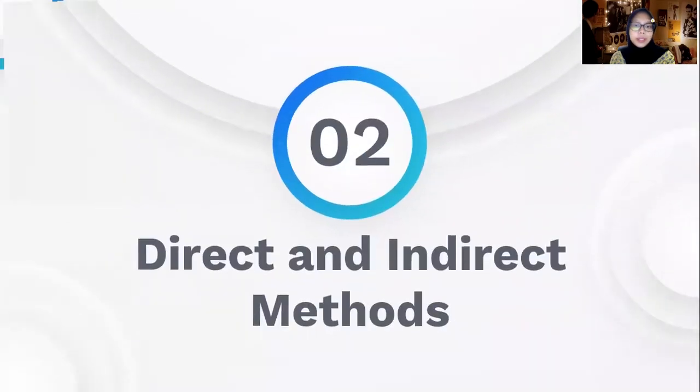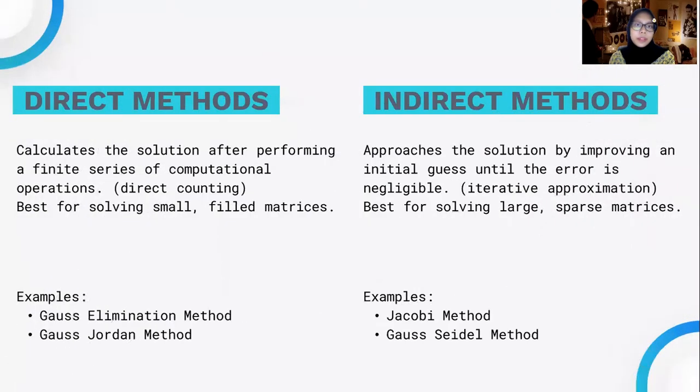Direct and indirect methods. To solve these equations, we can use direct and indirect methods. First, direct methods. With direct methods, you calculate the solution after performing a finite series of computational operations. This method is best for solving small and filled matrices. Examples of these methods are the Gauss elimination method and the Gauss-Jordan method.